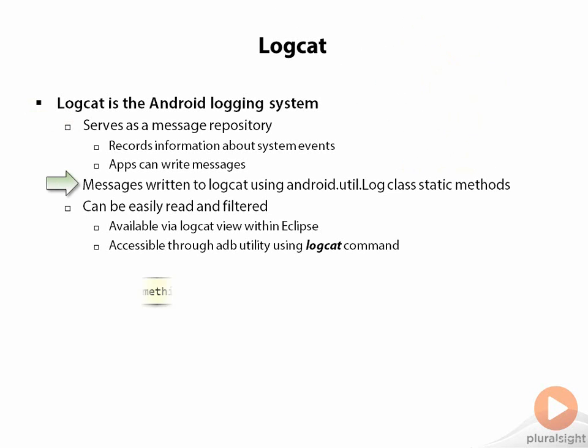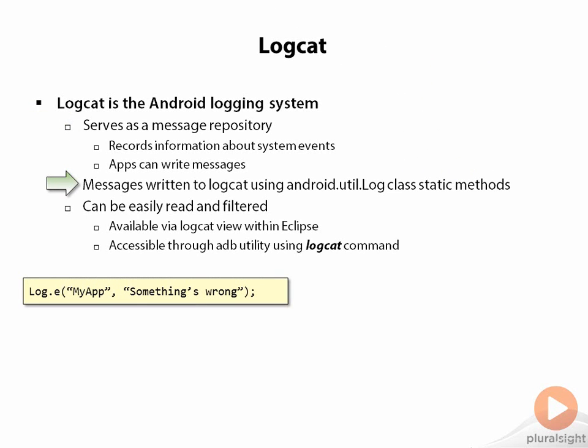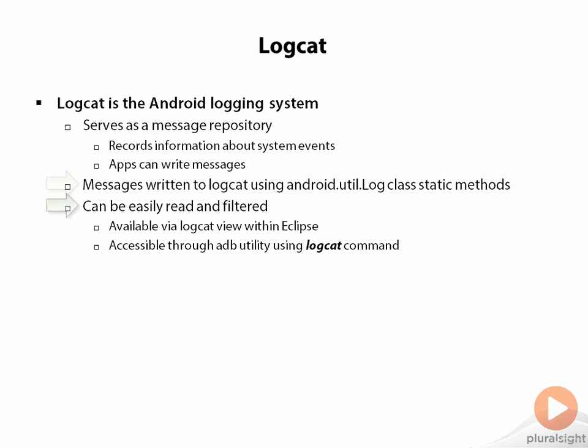Now, in terms of writing information out there, there's a class called the Log class that has a series of static methods on it. So if I want to write an error message out, or if I want to write an information message out, there are a series of methods that let me do that. We'll talk more about those methods later. The key thing is that it's easy to get information in there, and then it's really easy to read the information inside of there, and not just read it, but filter it.